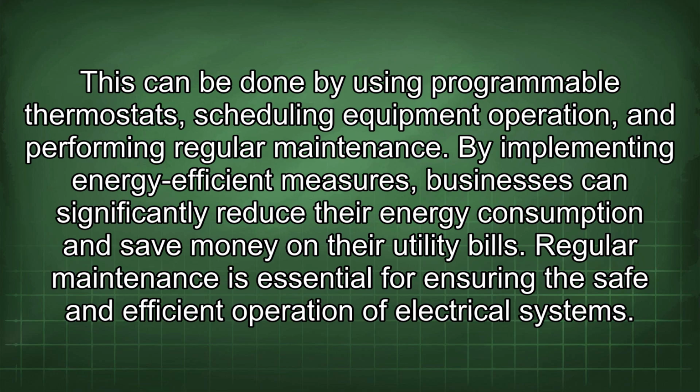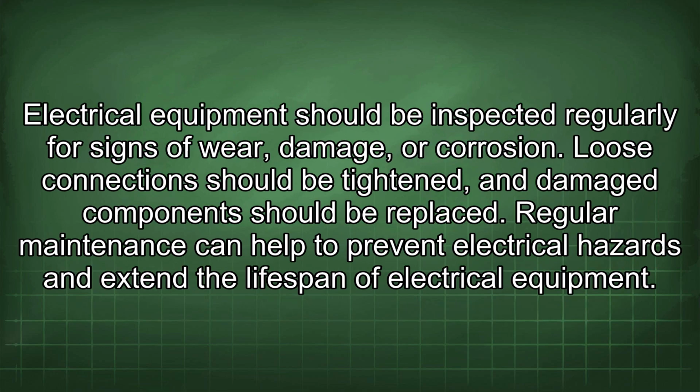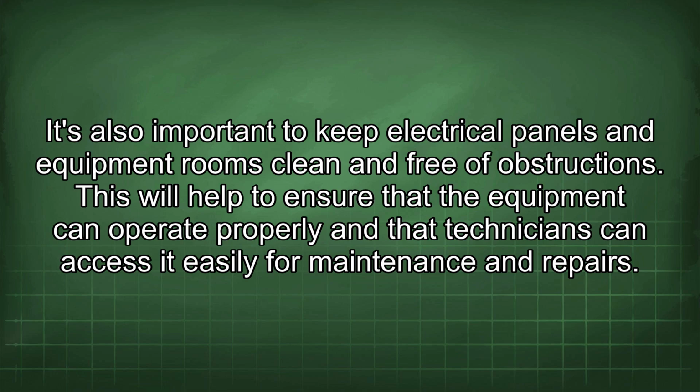Regular maintenance is essential for ensuring the safe and efficient operation of electrical systems. Electrical equipment should be inspected regularly for signs of wear, damage, or corrosion. Loose connections should be tightened, and damaged components should be replaced. Regular maintenance can help to prevent electrical hazards and extend the lifespan of electrical equipment. It's also important to keep electrical panels and equipment rooms clean and free of obstructions. This will help to ensure that the equipment can operate properly and that technicians can access it easily for maintenance and repairs.